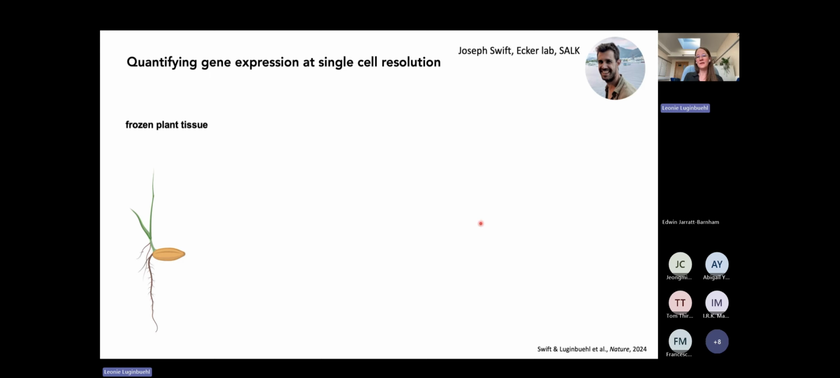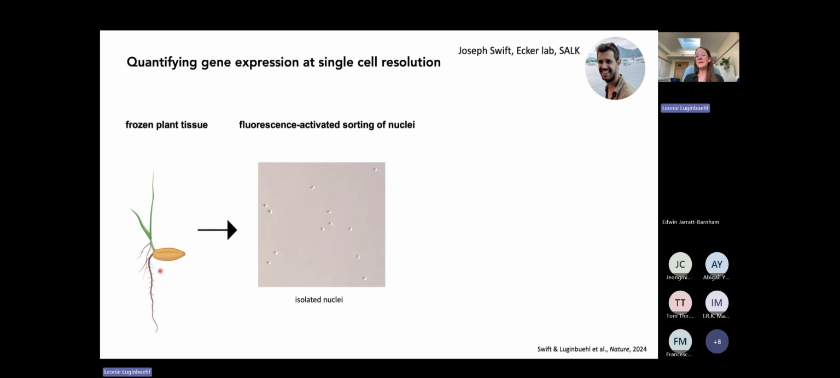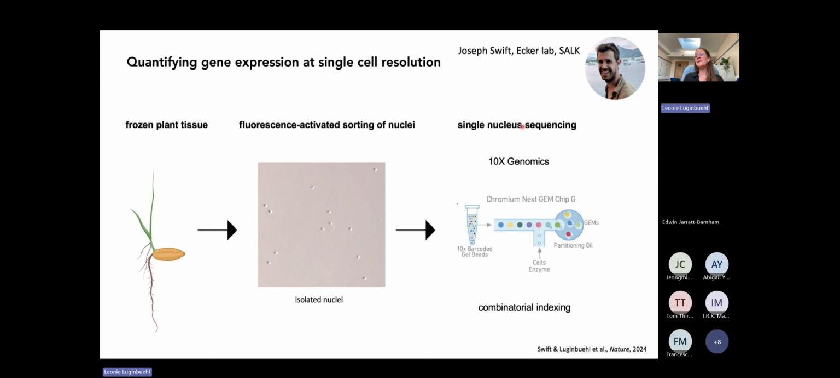And just briefly, what we did was we froze the plant tissues and we then extracted the nuclei. We didn't extract each individual cell, but instead focused on the nucleus of each cell as a representative of each cell. And by staining these nuclei with a fluorescent dye and then using fluorescence-activated sorting of these nuclei, we then used single nucleus sequencing of RNA and DNA using different techniques. And I'm happy to talk about these in more detail if anyone is interested after the talk.